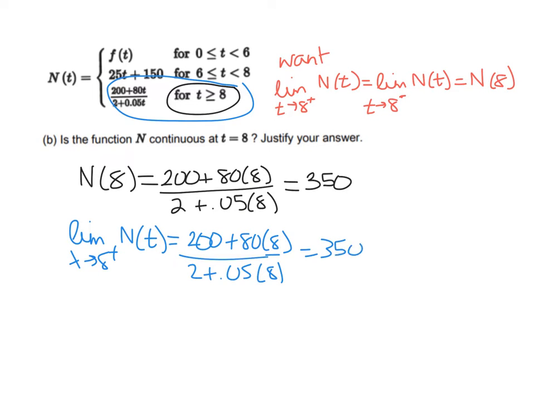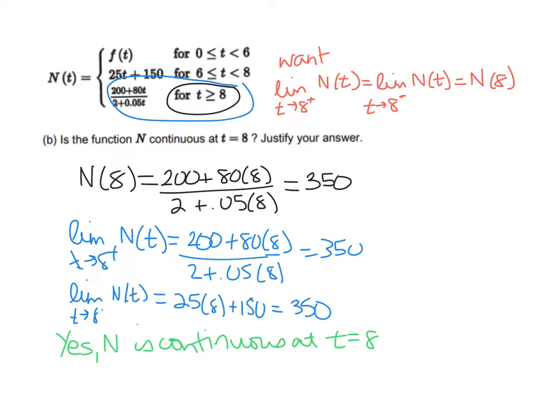Okay, so then the last thing is the limit, as t approaches 8 from the left. That is going to be that middle equation. So you get 25 times 8 plus 150. That also is going to give you 350. So actually, since all 3 of these are equal, then we know that the function is continuous.